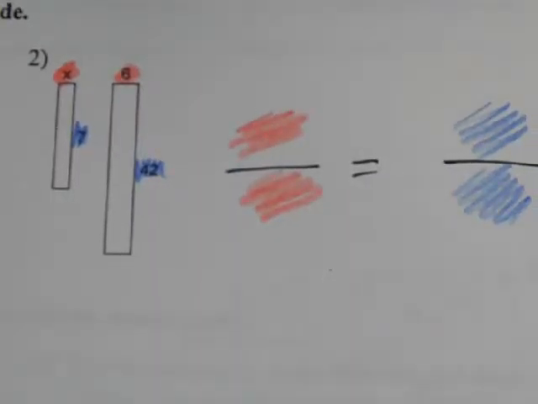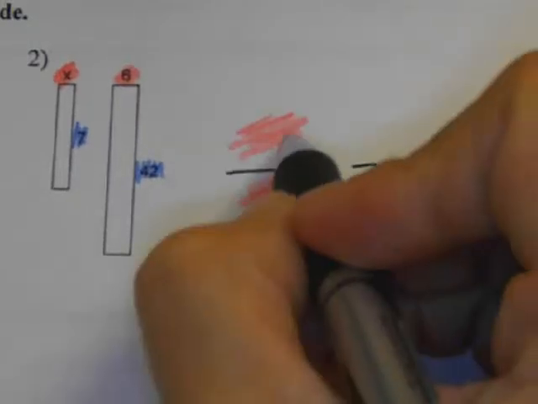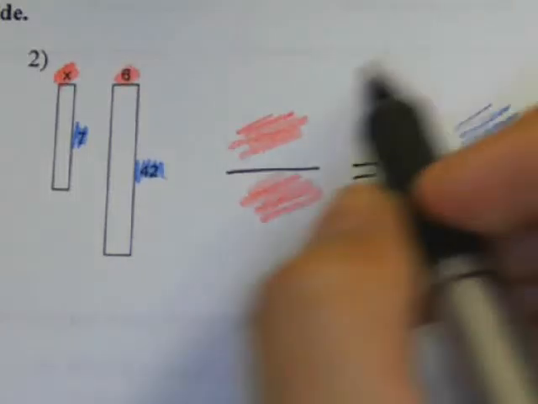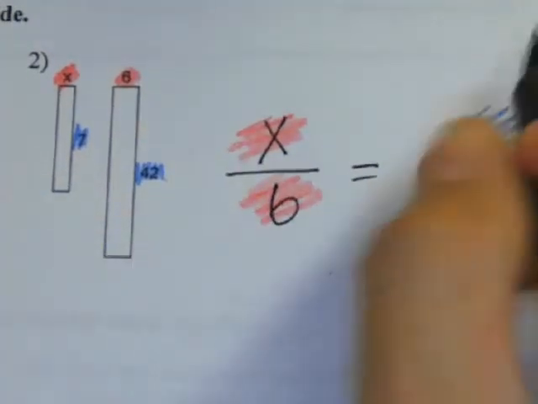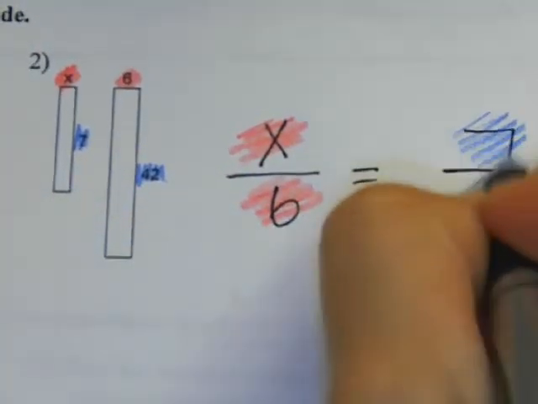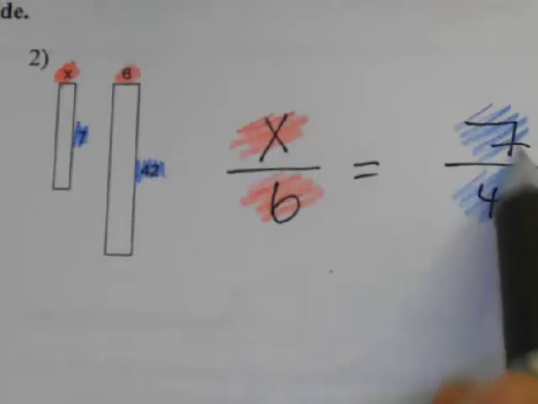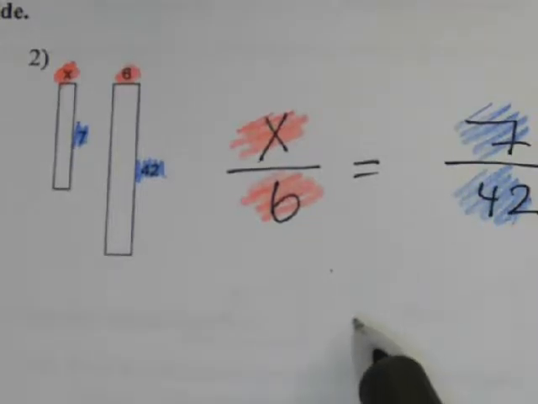Who wants to tell me the proportion? Jorge? I'm sorry, go slower for me. What goes on this side? X over 6 is equal to? Good. 7 over 42. Now, how do you know if the 7 goes on the top or the bottom? Kimberly?